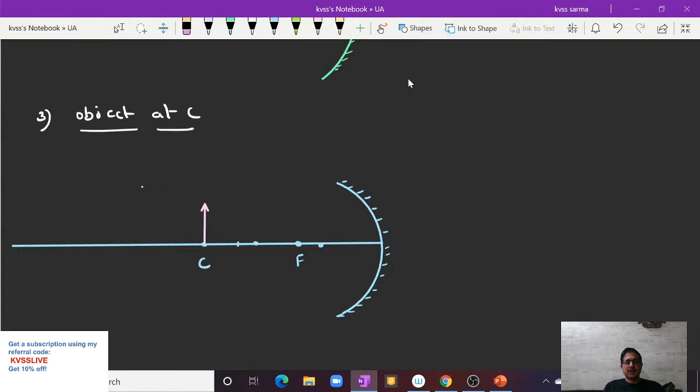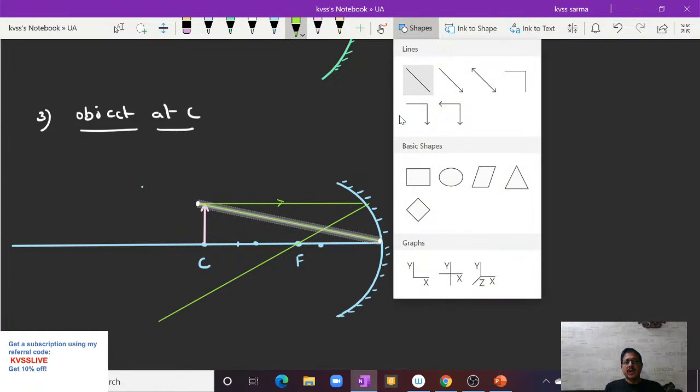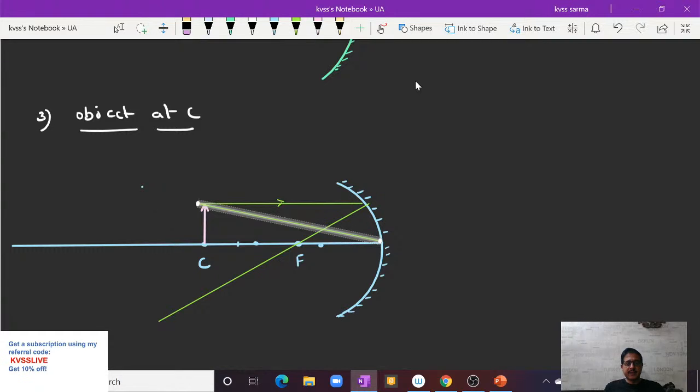First take one light ray parallel to principal axis. After reflection, this light ray passes through focus. Any light ray initially parallel to principal axis must pass through the focus. Okay. Next, another light ray. You can take one passing through focus, or this time you can take one falling at the pole, reflected symmetrically. After reflection, it is reflected symmetrically. Okay, like this.